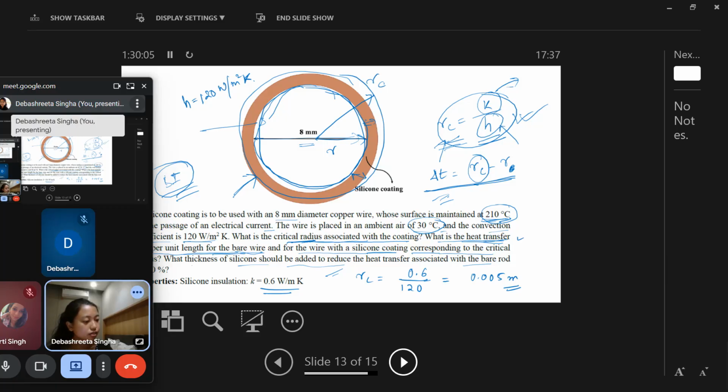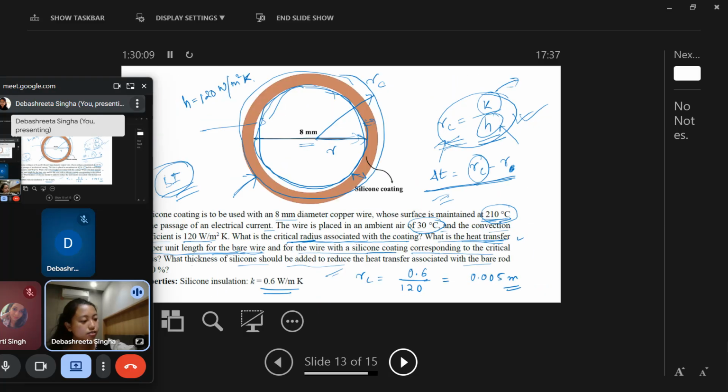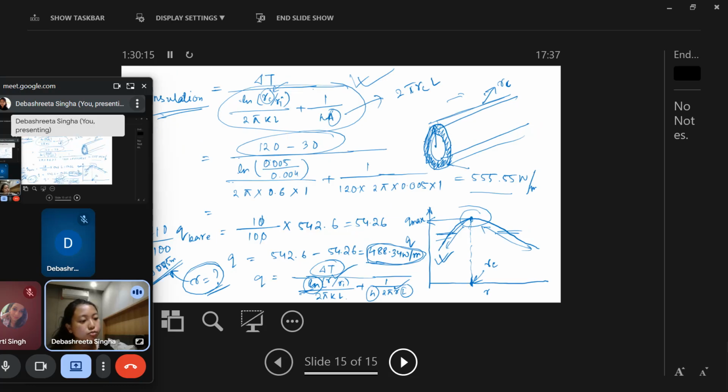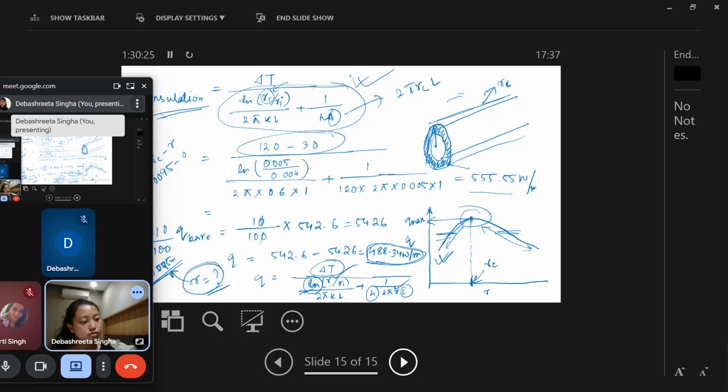And the critical thickness, this is the R which is found out, and the thickness is RC minus R. So they have asked to find out the thickness. Thickness should be RC minus R. RC is 0.0095 minus 0.004. So it is 0.0055.